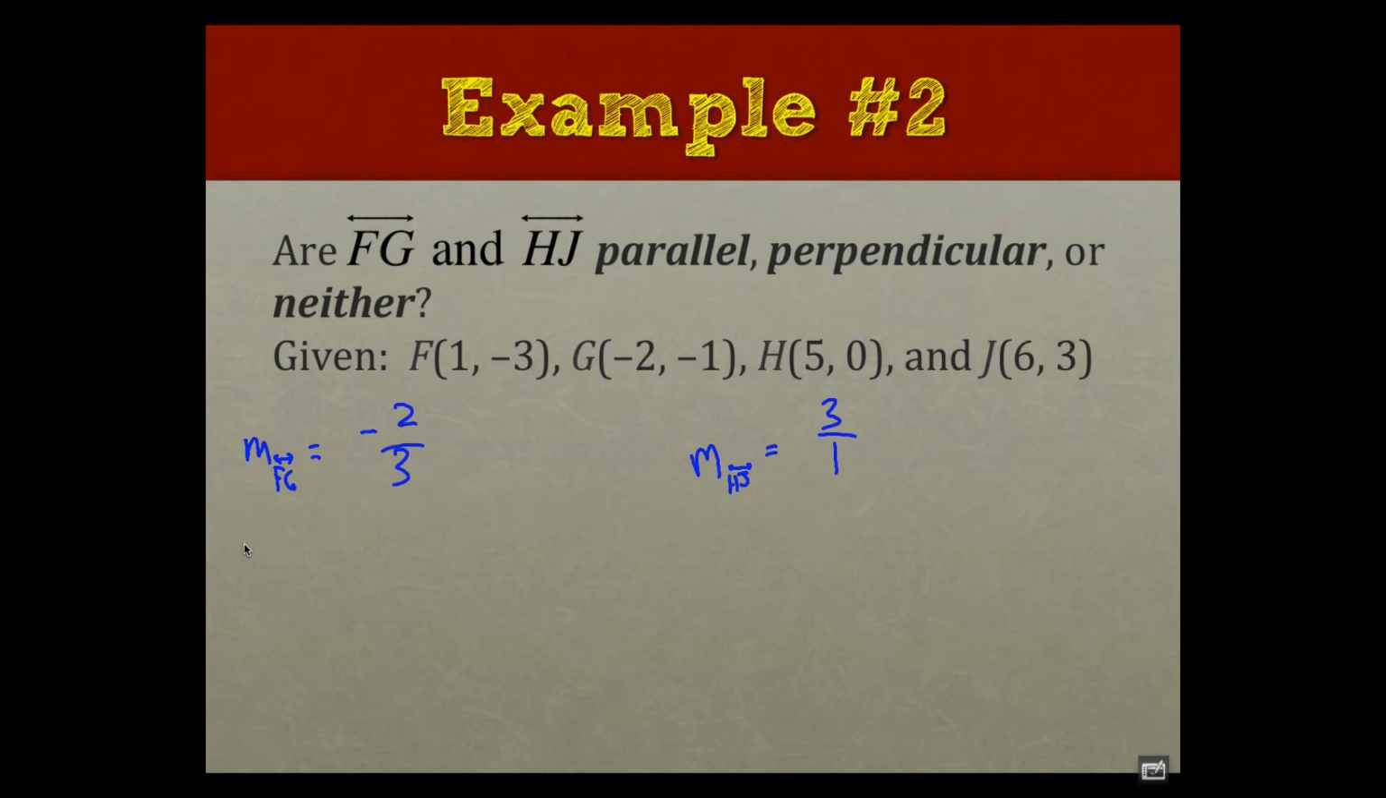What are they? Parallel, perpendicular, or neither? Neither. Negative 2/3 times 3/1 is not equal to negative 1, so therefore they are neither.